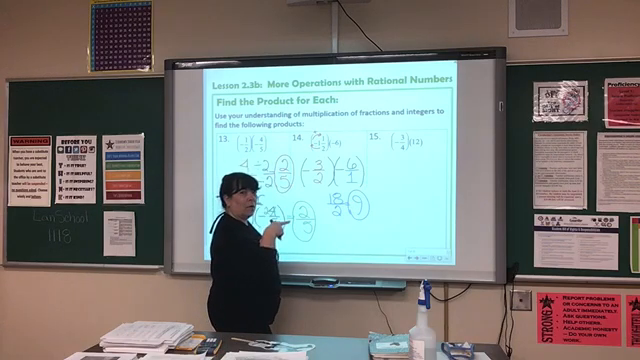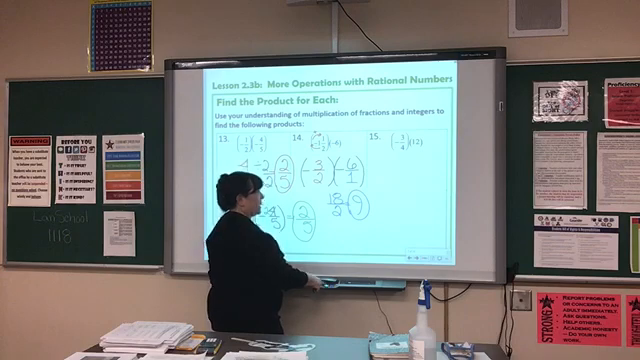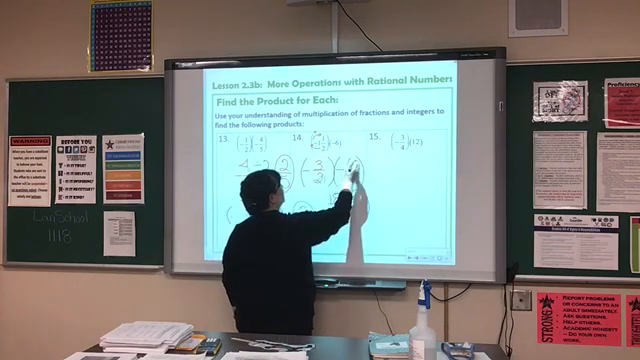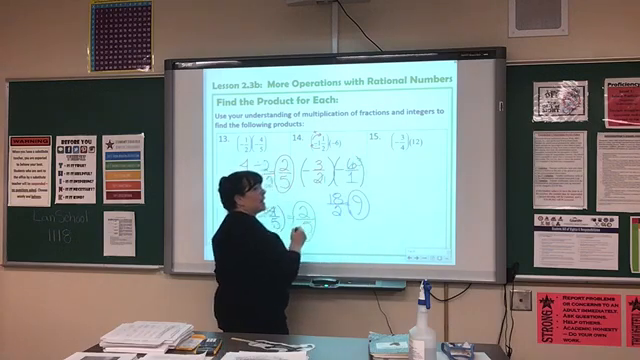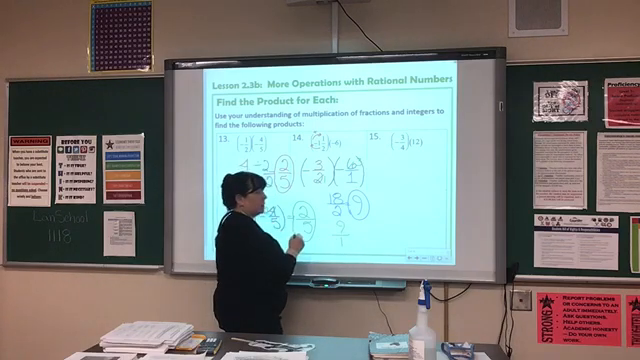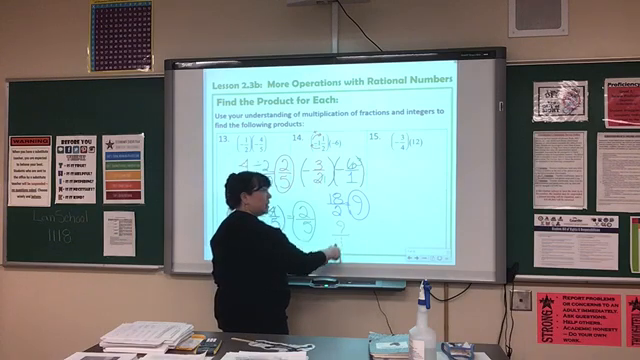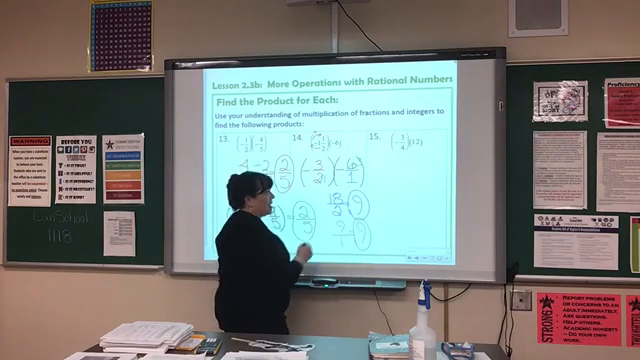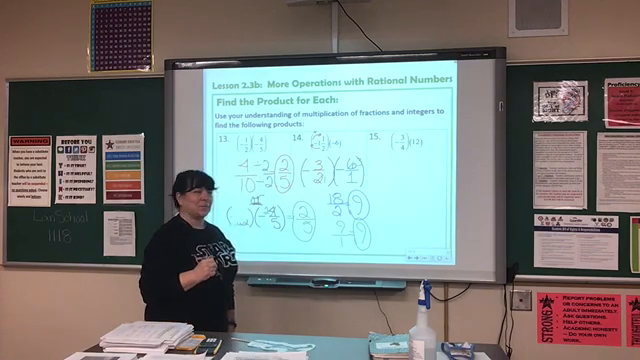Or, hey, 2 and 6, look at those. They can divide by 2. I could make this 1 and this 3. And look at that. 3 times 3 is 9. 1 times 1 is 1. Negative and negative are positive. And oh my gosh, what's 9 divided by 1? It is 9. Oh, look at that.